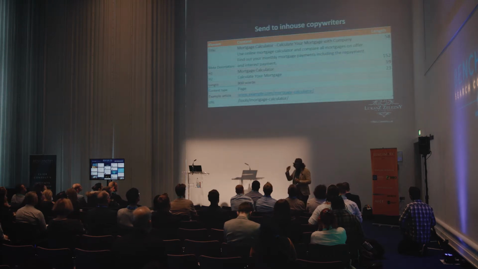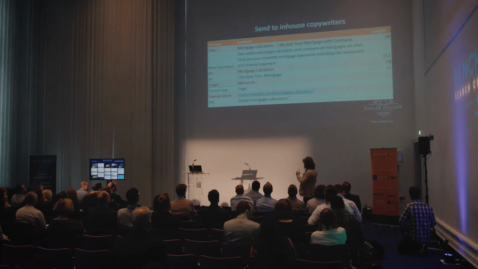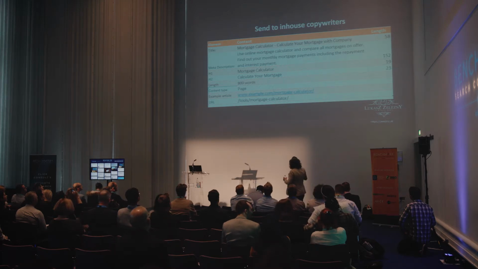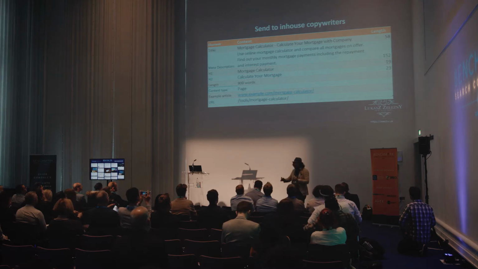And then I can build this table. This is the table that I'm always sending to copywriters. And this is a simple table that contains the most important things, like title tag. And I know that the length is 58 characters, so it won't exceed what Google suggests. Meta description, less than 160 characters. H1, H2, length, 800 words.